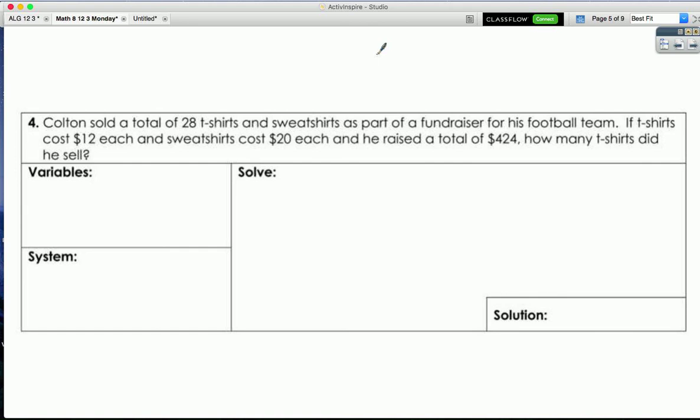Colton sold a total of 28 t-shirts and sweatshirts as part of a fundraiser for his football team. If t-shirts cost $12 each and sweatshirts are $20 each, and he raised a total of $424, how many t-shirts did he sell? So first of all, establishing what x and y are going to be representing. Just t-shirts? What's the other one? Okay, so x could be the number of t-shirts, and y could be the number of sweatshirts.